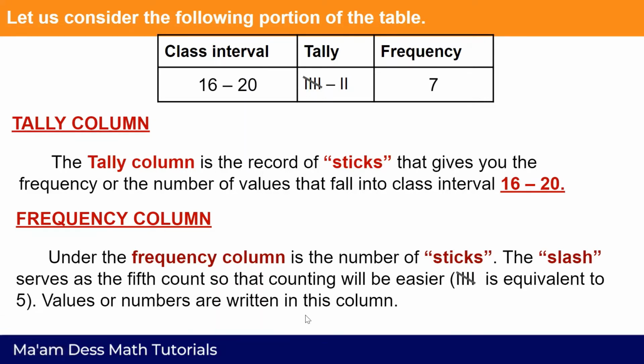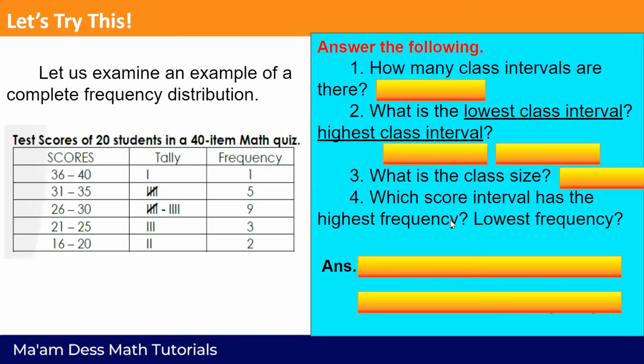Values or numbers are written in this column. The slash is used when the value is the fifth, so we make a slash across the first four sticks. It makes it easier to count by 5, or skip counting by 5. After that, you count the sticks and then write that number under the frequency column. Okay? Now, let us try this.